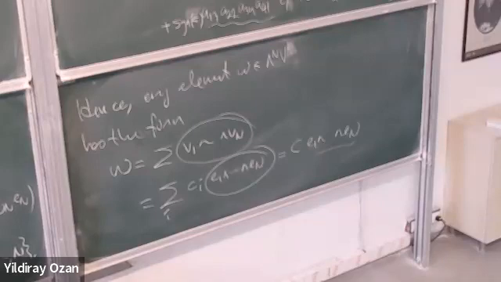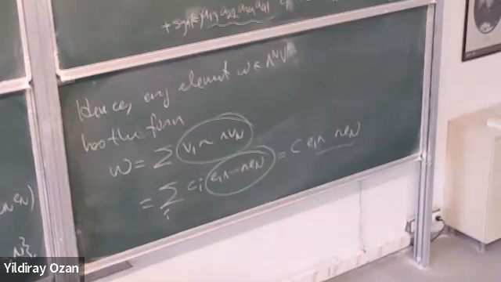Okay, now next we will compute the dimension of polynomials on V, where the dimension of V is equal to n.